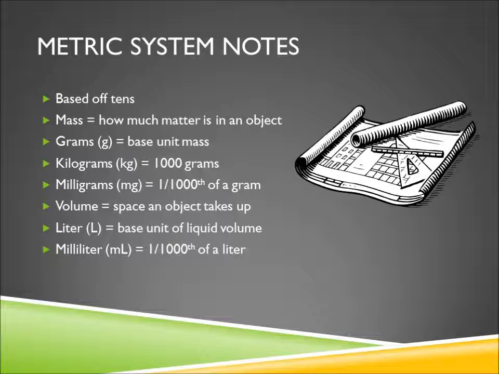Volume is the space an object takes up, so basically like the size. It's similar to the size. Liter, which is abbreviated capital L, is the base unit of liquid volume, and a milliliter, and I don't know why it's abbreviated like that, is lowercase m, uppercase L, and equals 1/1000th of a liter. So, kind of like the same as milligrams to grams, milliliter to liter.